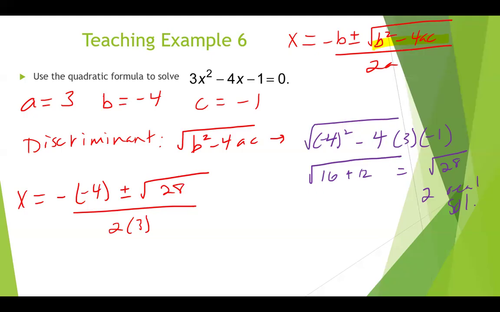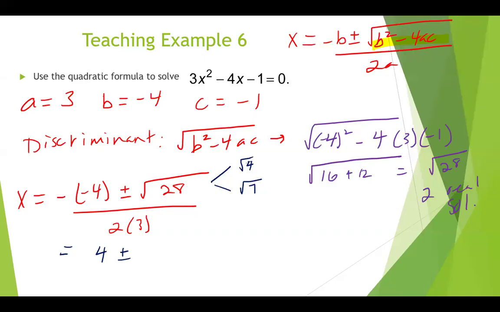Okay, so once I've plugged this in, I'm now just going to simplify. A negative times a negative makes a positive, so that gives us 4 plus or minus the square root of 28. Well, the square root of 28 is not a perfect square, but it is made up of a perfect square. The square root of 28 can break down to be the square root of 4 and the square root of 7. Agreed?